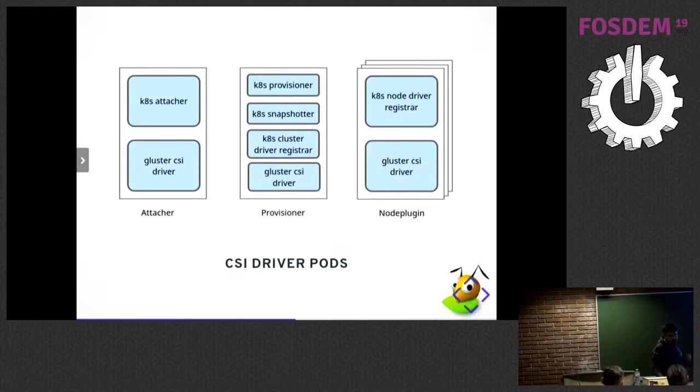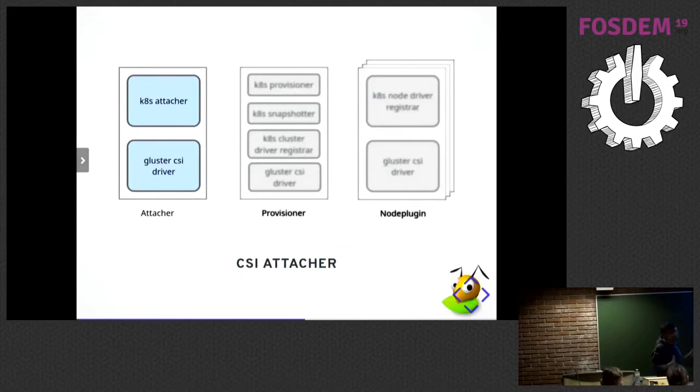Attacher, provisioner, and node plugin, right? The attacher is, for us, at least in GCS world, a no-op. It's useless for us, but we just need to provide it because the Kubernetes CSI spec expects it. There is work going on to allow CSI drivers without attachers. So not all CSI drivers actually require attachers to work.